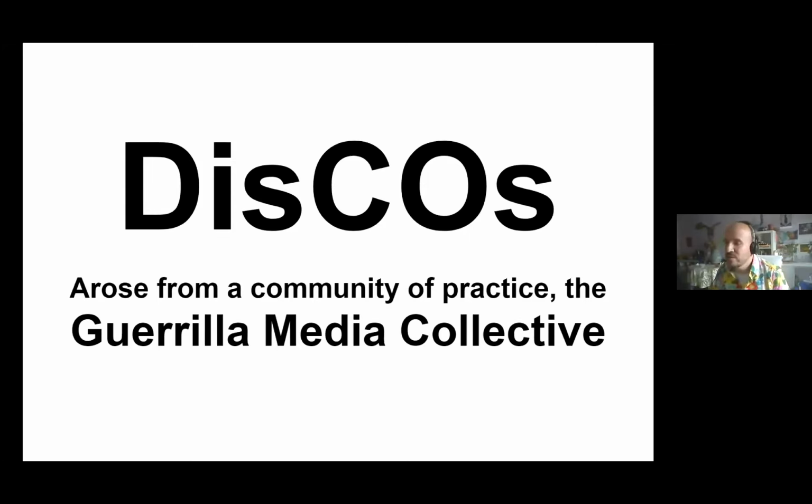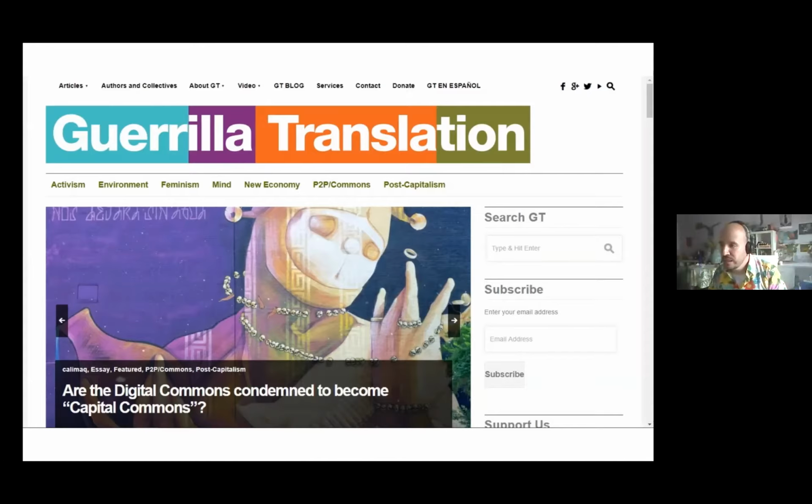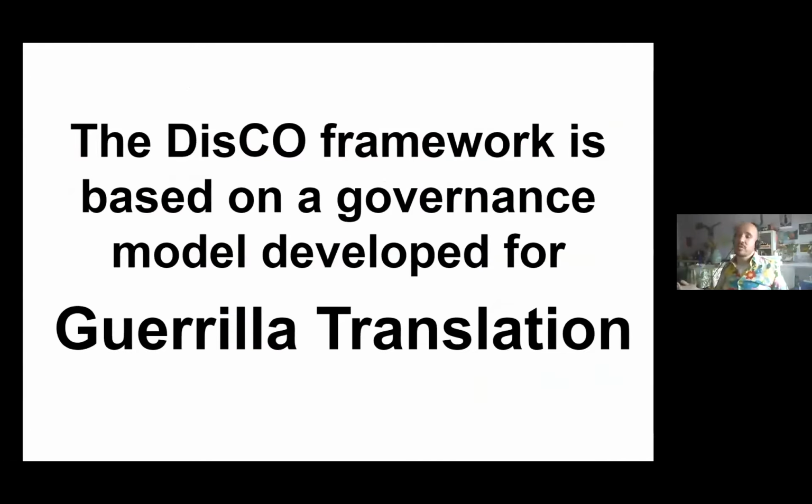So we had friends in Zuccotti, we had friends in Spain, so we wanted to start translating resources, and we created Guerrilla Translation. And it operates as an activist collective, making a commons, making these translations available that would otherwise not exist. But it's also an agency, and it's an agency because we wanted to self-fund our activist work. So the DisCO framework is based on the governance model that was originally developed for Guerrilla Translation.